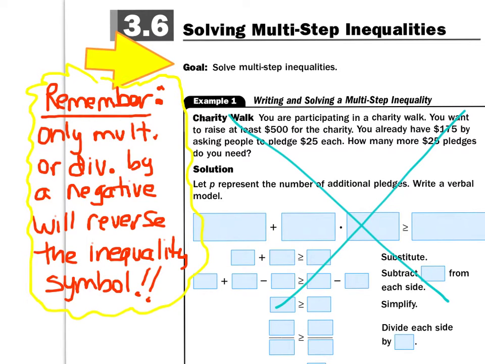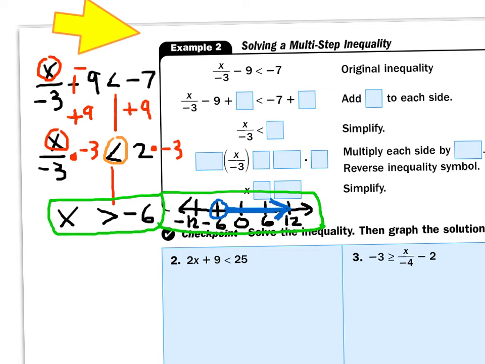Hello, you guys. Let's talk about solving multi-step inequalities today. Now remember, this is very, very important, so put it in your note-taking guide. Only multiplying or dividing by a negative will reverse the inequality symbol. Anything else, you just drop the symbol down. Keep it frozen.